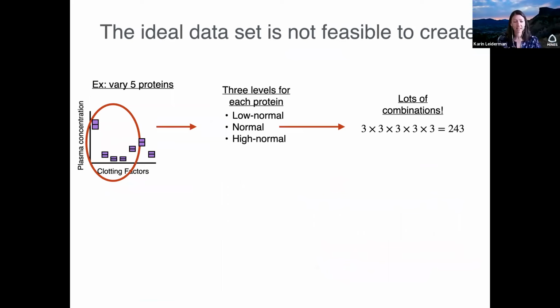So such a data set is not so feasible to create. Let's see a quick calculation to see why. If we just look at these first 5 clotting factors here in the red circle, and we think about wanting to vary each of those between a low normal, normal, and high normal level, we come up with 243 different combinations of these factors and their levels. That is a lot of different combinations to have to go through, and that's only for 5, right?